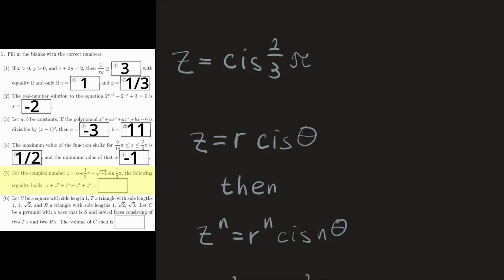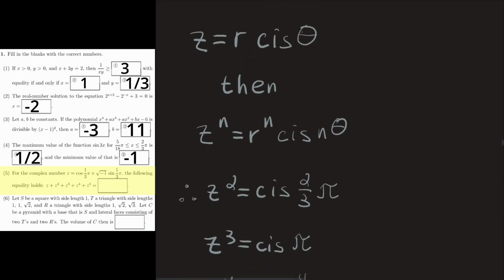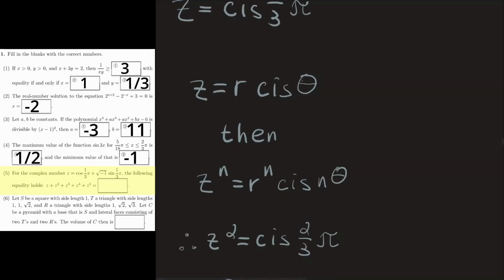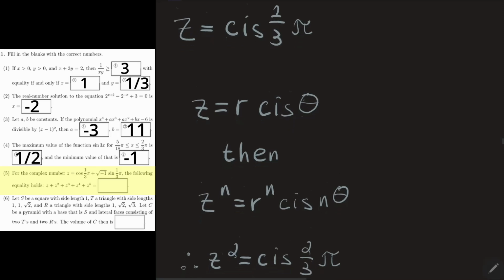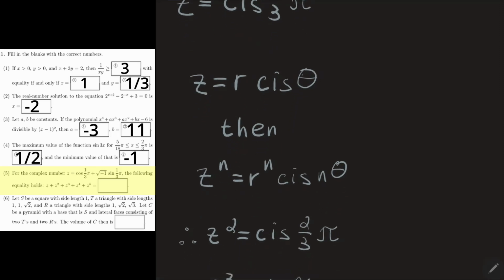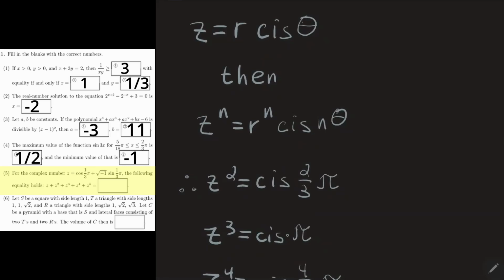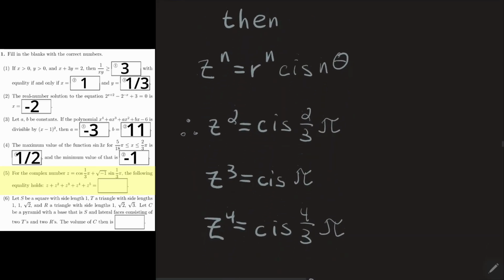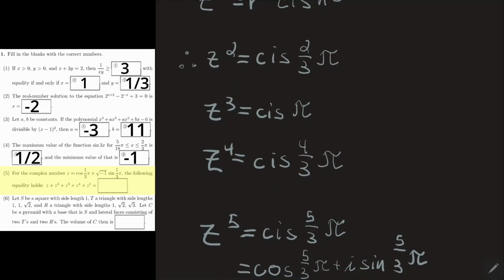So our question, of course, asks for z plus z squared plus z cubed and so on. With this rule, we can now analyze those numbers really easily. So z squared is just cis of 2 times theta. And our theta is, of course, 1 over 3 pi. So z squared is just cis of 2 over 3 pi. Now z cubed becomes cis of 3 over 3 pi, or just pi. z to the fourth becomes cis of 4 over 3 pi, and z to the fifth becomes cis of 5 over 3 pi.